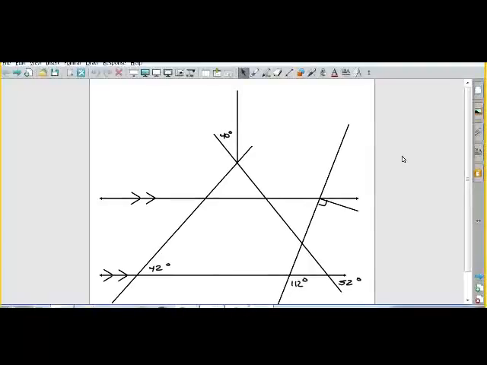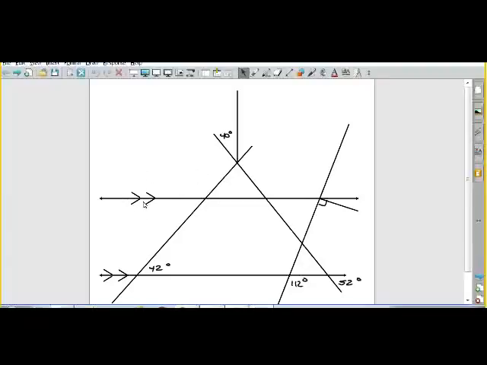So we're going to fill in all the unknown angles. So let's see, where were we? I think Harley's next here. So what does this mean? They're parallel.